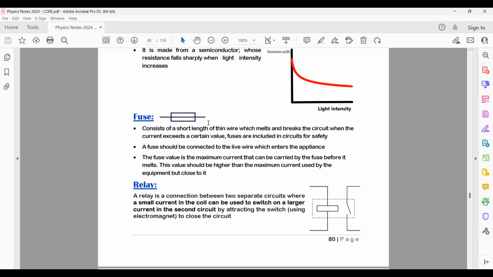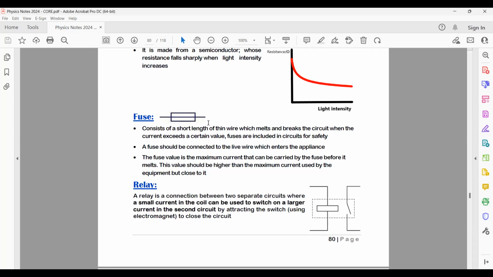If the current is high, above the fuse rating, the number written on the fuse, the fuse will melt and cut the circuit or break the circuit. So the high current will not reach the AC, and the AC will still be safe and not destroyed. So where do we put the fuse? In the wire that comes from the government. We call it the live wire.